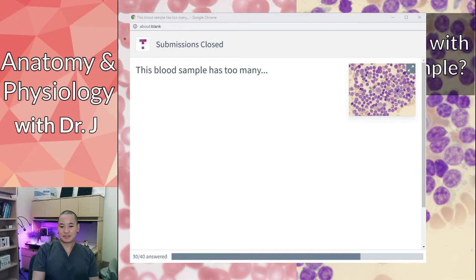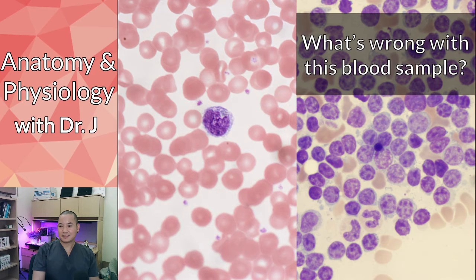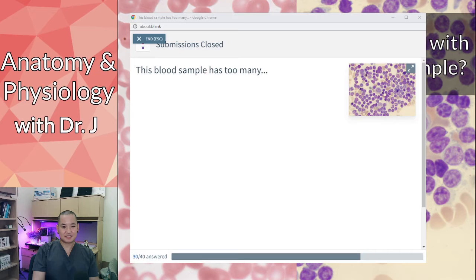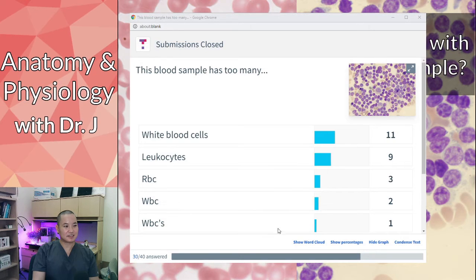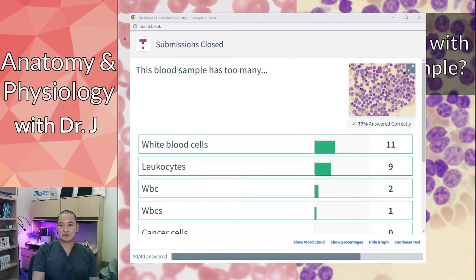In the previous one, we see the normal sample on the left, and this one has a lot of these purple spots. So these look more like white blood cells, right? And so a lot of you said white blood cells are leukocytes, and those people are correct. There are way too many of these white blood cells.